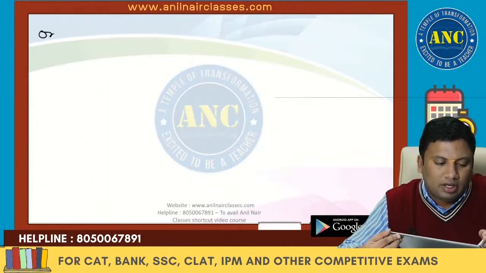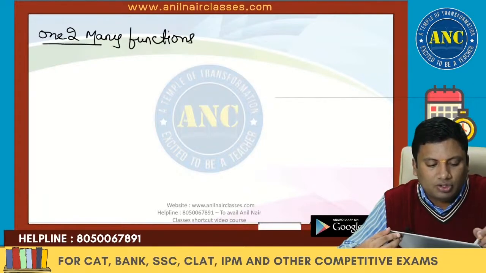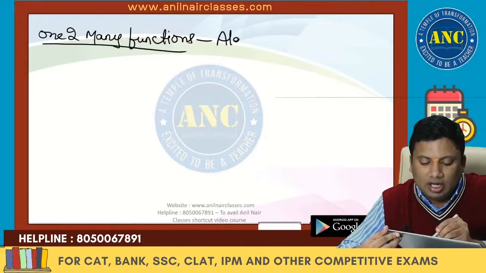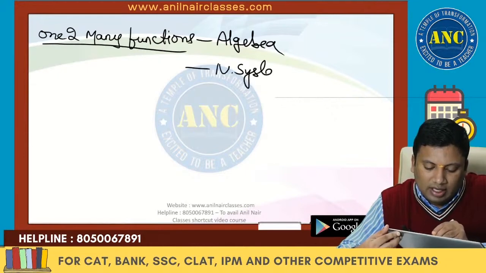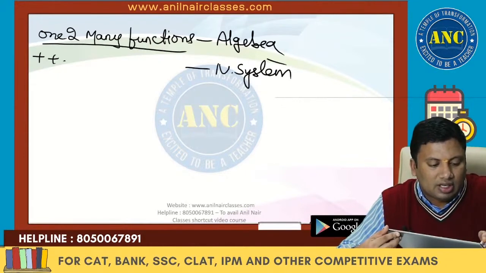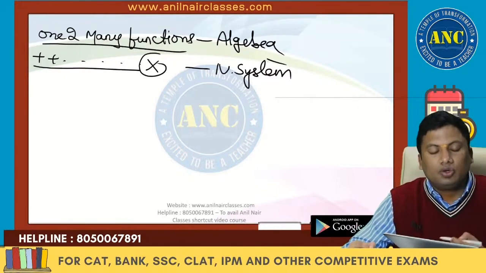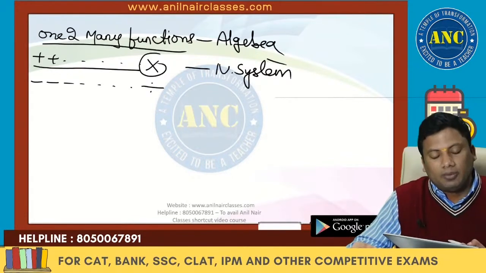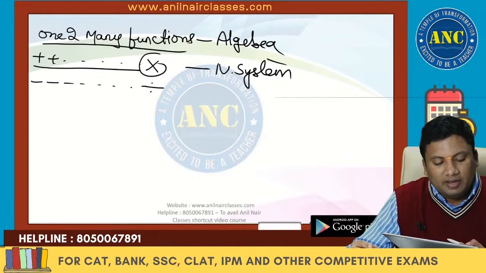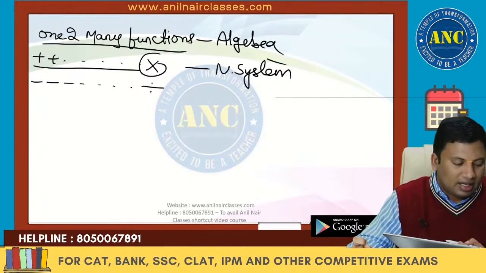For example, in your mathematics textbook, if somebody teaches one-to-many functions in algebra, I will teach the same thing in number system by telling that repeated addition will result in multiplication. Multiplication is a one-to-many function of plus. Repeated subtraction is nothing but division; division is repeated subtraction. I hope it is clear, right?